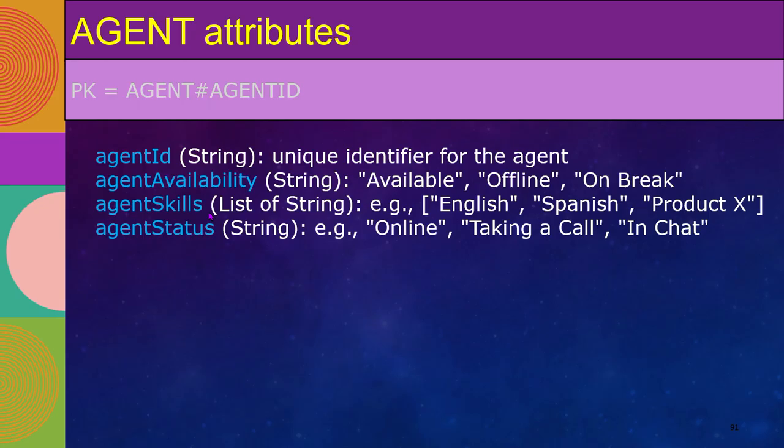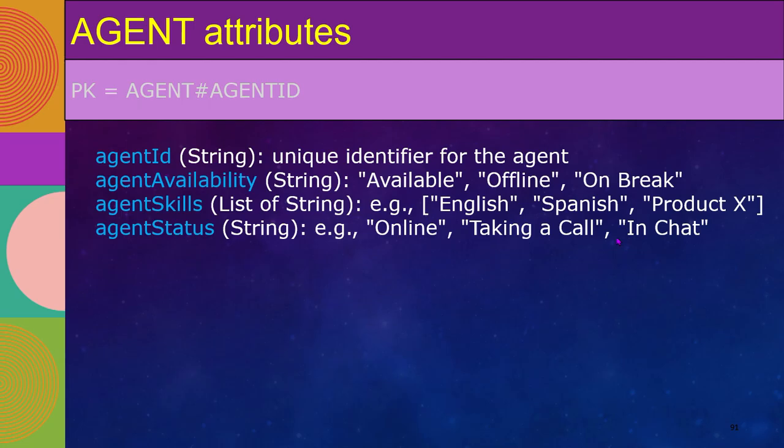Agent skills. Now, I did this a little bit differently. There are language preferences, right? So I made a list of strings for agent languages that they support. And then I said agent skills, maybe certain products or technical skills or business skills or sales skills, whatever it may be. And then, like I said, there's agent status, online, talking to a customer in a chat.